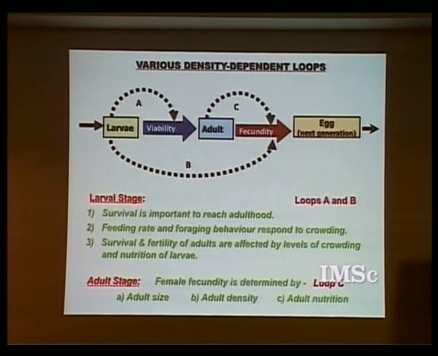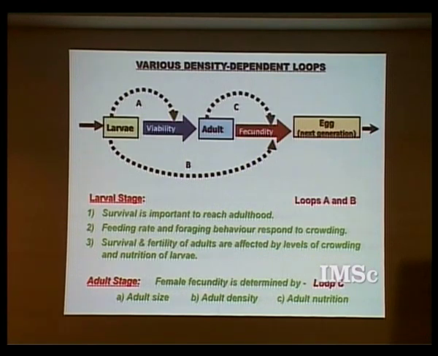And if you look at the larval state, let's look at this state, because in this case there are several different factors that regulate whether this particular individual larva is going to become an adult. Survival is of course very important. Feeding rate, foraging behavior, and response to crowding are very important. Survival and fertility rates of adults also affect the levels of crowding and nutrition of the larva.